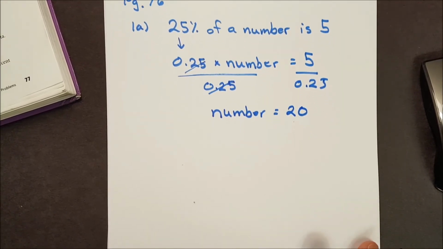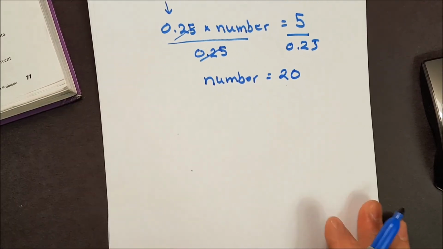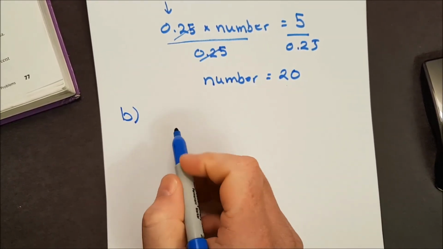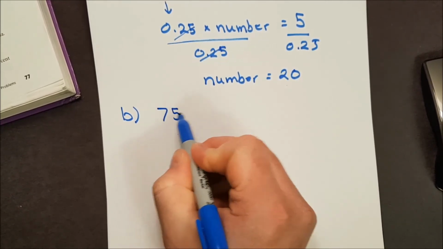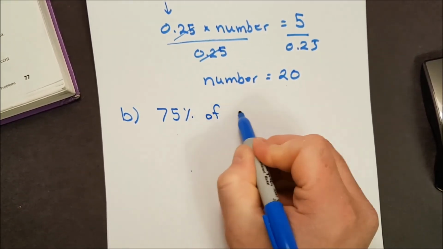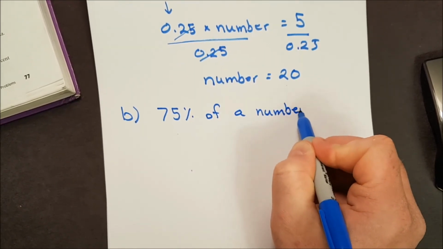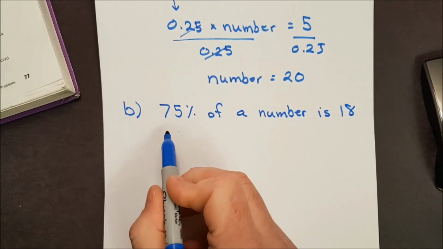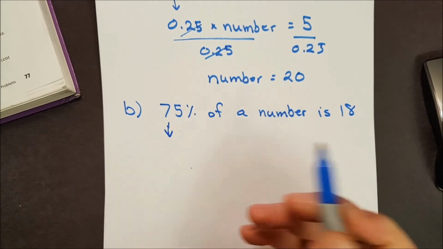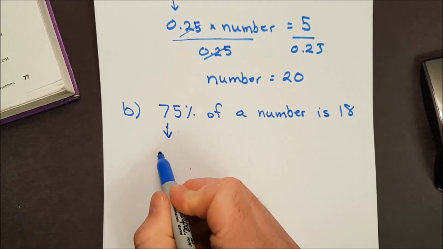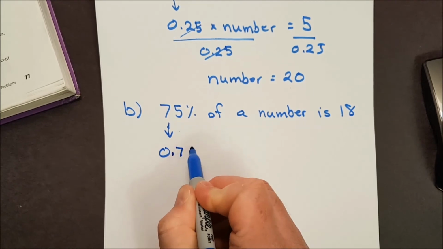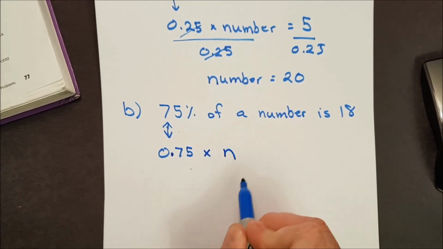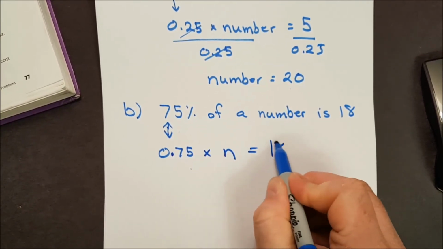Okay. And let's do 1B in this, the streamlined method, a faster method here. B, 75% of a number is 18. Okay, well, let's change this. They mean exactly the same thing, 75% as a symbol, or 0.75, times some number, which we'll use n for this time, equals 18.